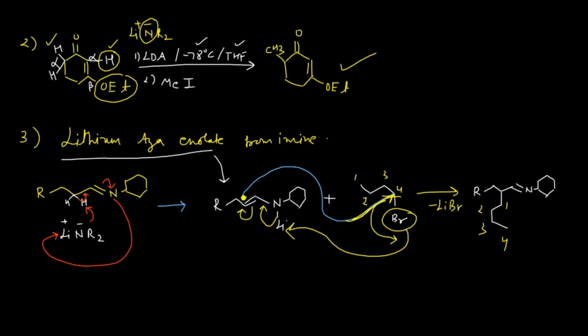If I want, I can number it as well. Say this is 1, this is 2, this is 3, this is 4. You can see here the substitution is taking place on carbon number 3, right? And 4 carbons, 1, 2, 3, 4 carbons are there, so I added 4 carbons to it.